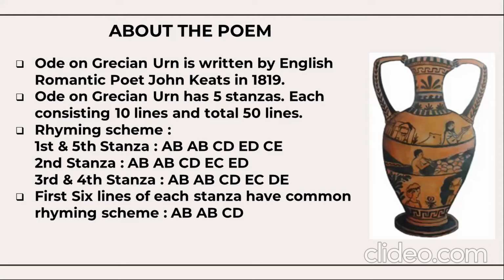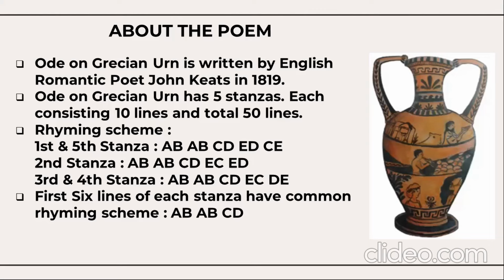Now let's know very briefly about the rhyming scheme. Though it does not have a very specific or continuous rhyming scheme, the first and the fifth stanzas have a similar rhyming scheme: A B A B C D E D C E. The second stanza has the rhyming scheme of A B A B C D E C E D. The third and the fourth stanzas have the rhyming scheme of A B A B C D E C D E.